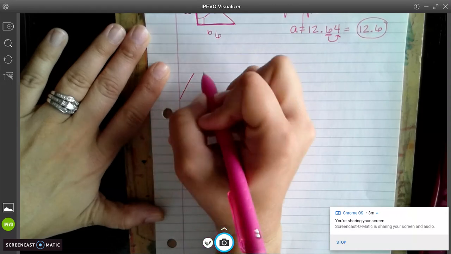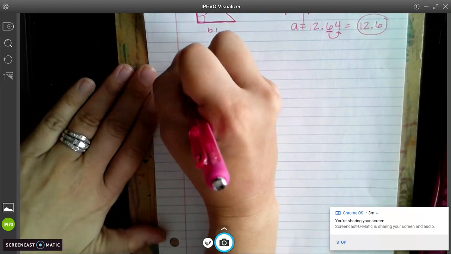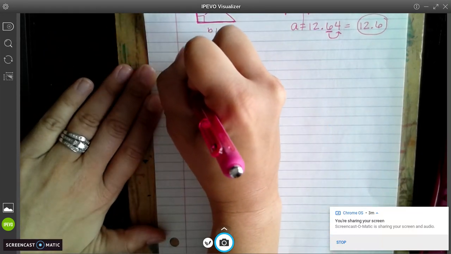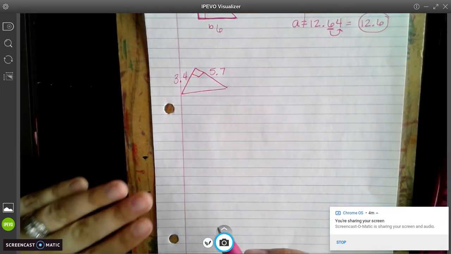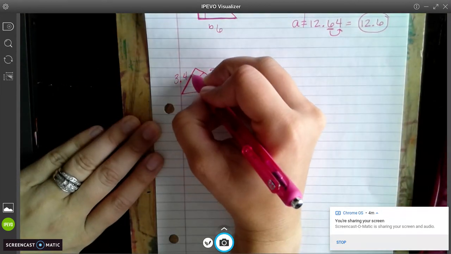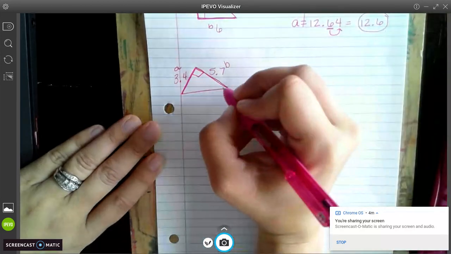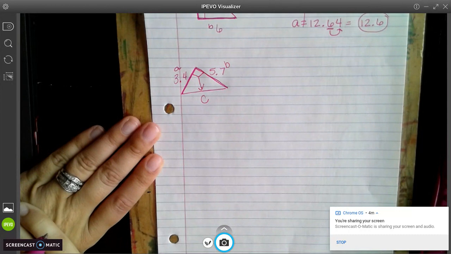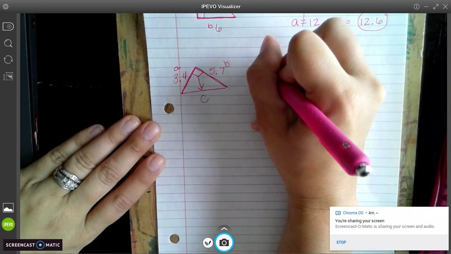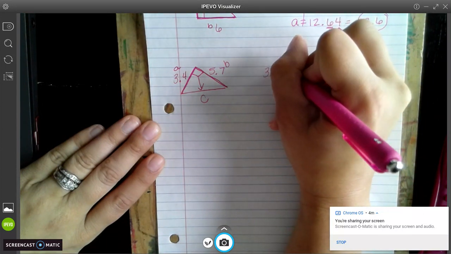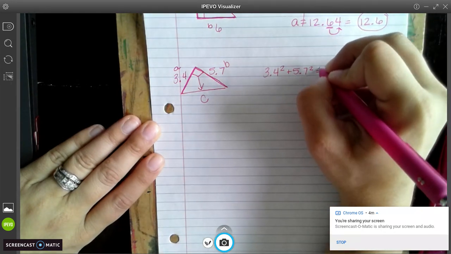All right. Here's our second problem. All right, so again, the legs, the A and the B, form that 90-degree angle. So that means this can be A and this one can be B, which means the number we're looking for is our C value on this problem, the hypotenuse. So we're going to plug in 3.4 squared plus 5.7 squared is equal to C squared.